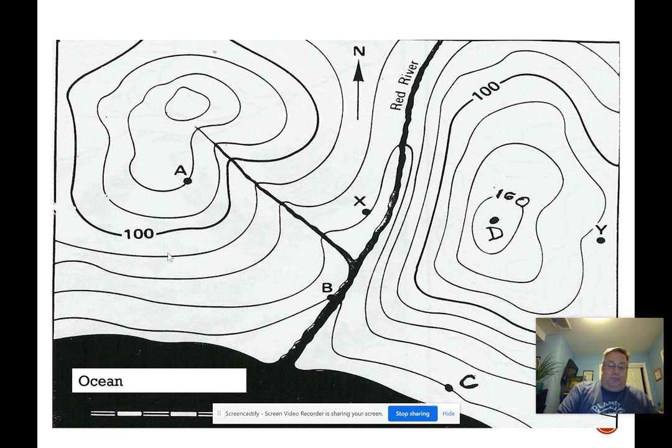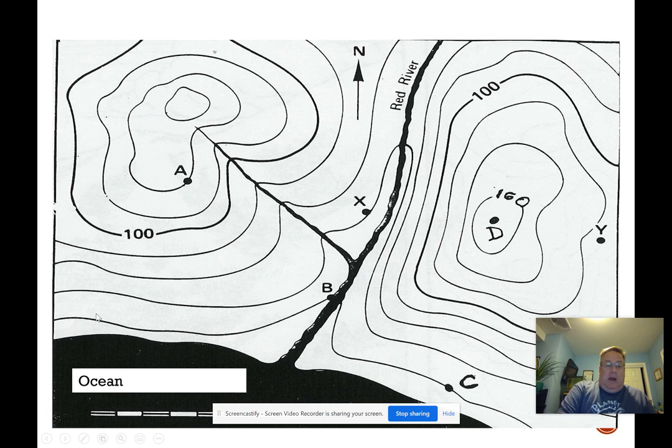Okay. So here we have a map. Let's look at the things that it can tell me. Now, in this particular case, I have some things left out because I want to see if you guys can figure them out. So I don't have the contour interval written on the map. There's a couple of ways you can figure this out.